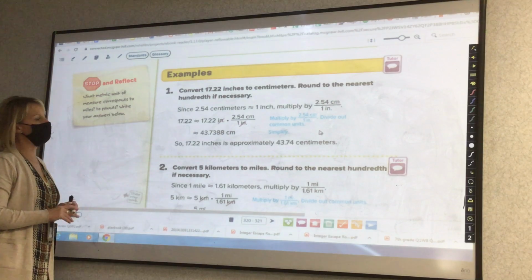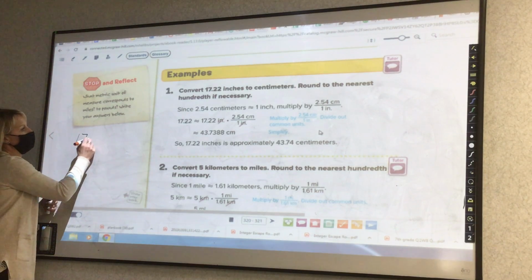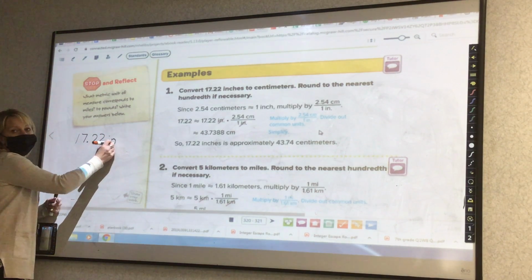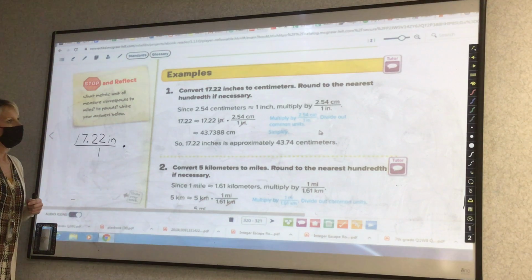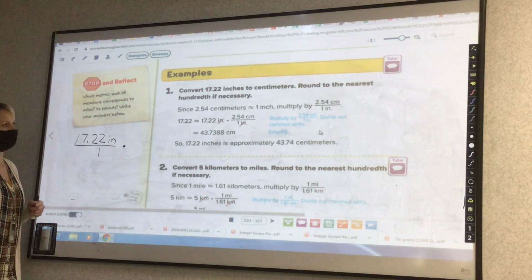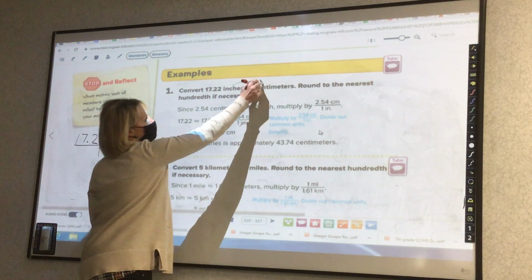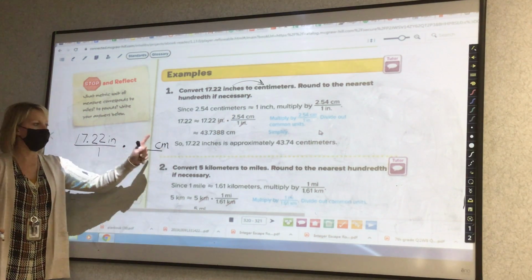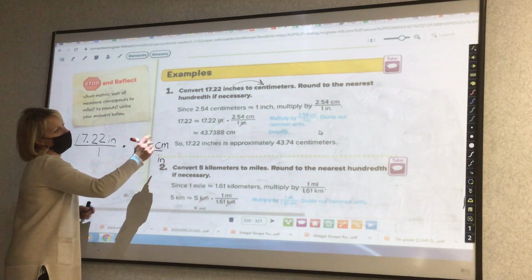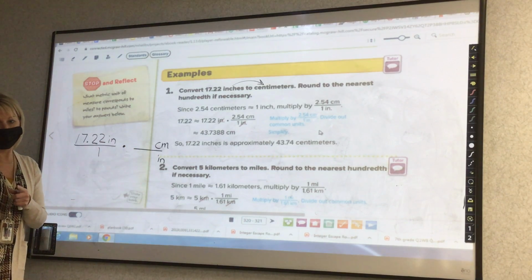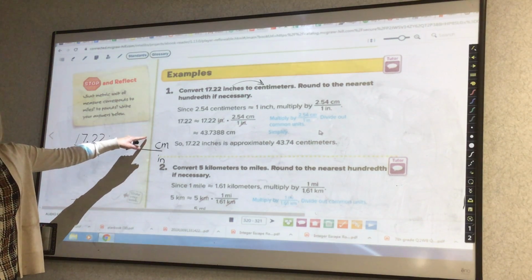It says convert 17 and 22/100 inches to centimeters. What am I converting first? The 17.22 inches. I'm going to put it over 1. Then I'm going to multiply by a fraction, and I want it to go to centimeters, so centimeters has to be on top, because that's what I want to go to. I'm at inches, so inches has to be on the bottom. Then we look at that chart in our book and find how many centimeters is 1 inch.